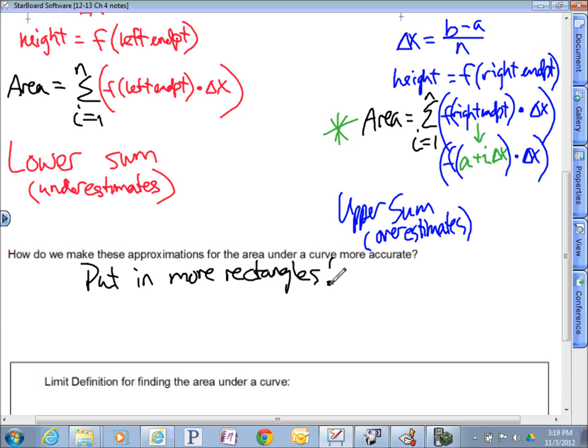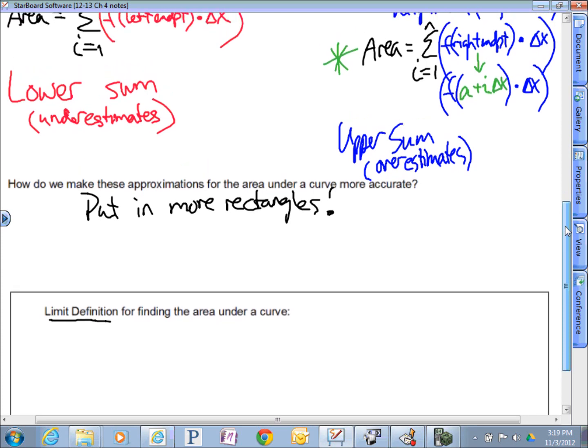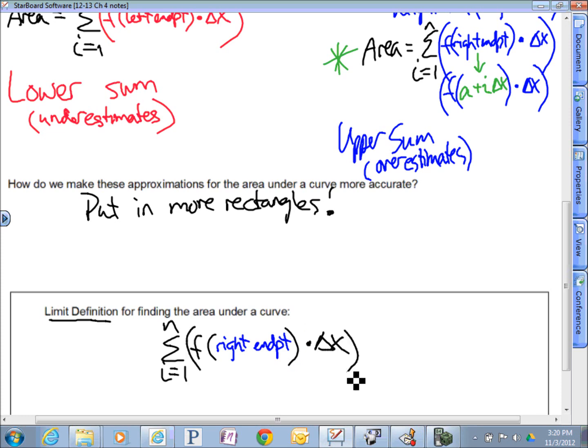And that's where you're going to find this thing that we call the limit definition. What's the limit definition? If I want to find the area under a curve, we're going to use this blue definition that I have up here. We are going to use the right endpoints. We're going to do sigma for i equals 1 to, I don't know how many rectangles. The more we put in, the better. That's why there's an n on the top, not a 5 like in my example before. Of f of my right endpoint times change in x. That's the limit definition.